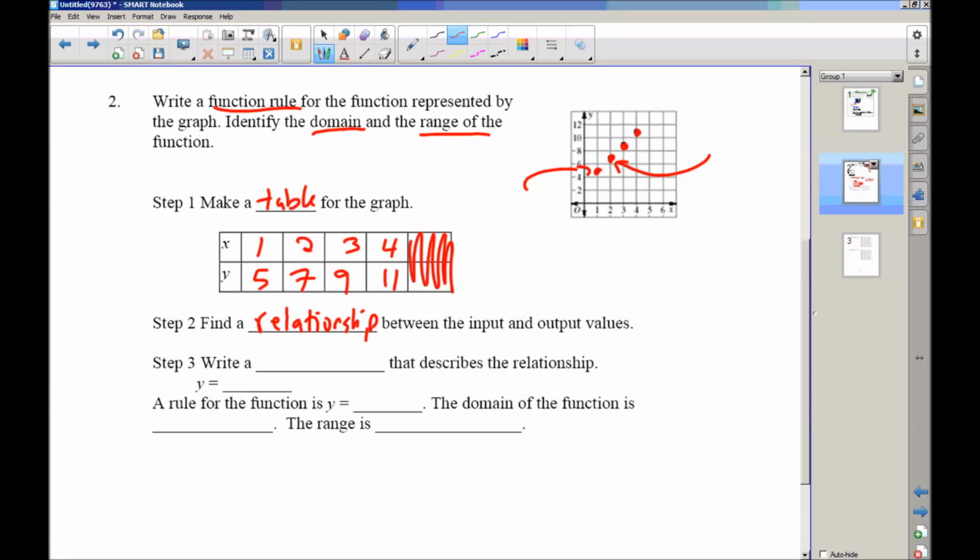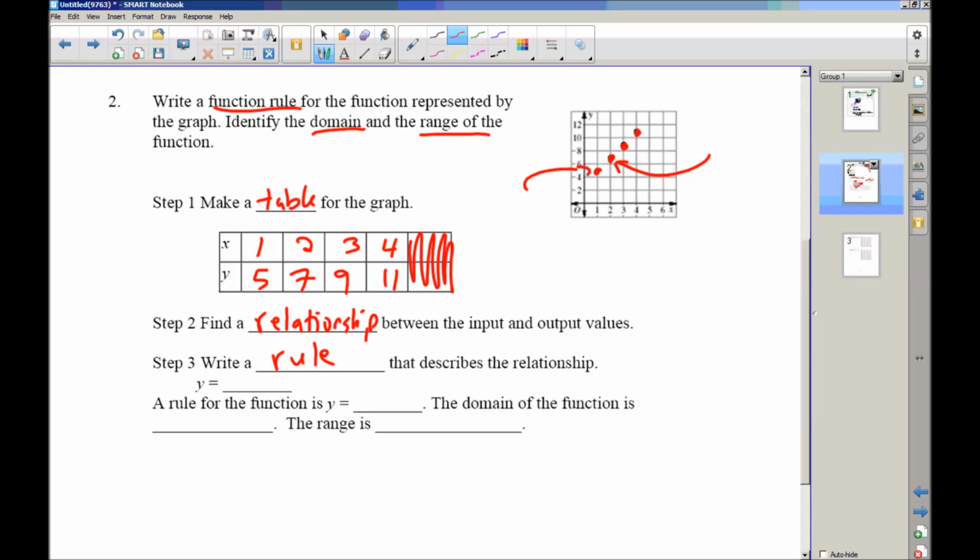Okay, so we're going to write a rule that describes that relationship. All right, so let's see, what would our rule be? Well, this rule is a bit trickier here. In this case, we are doing two things.